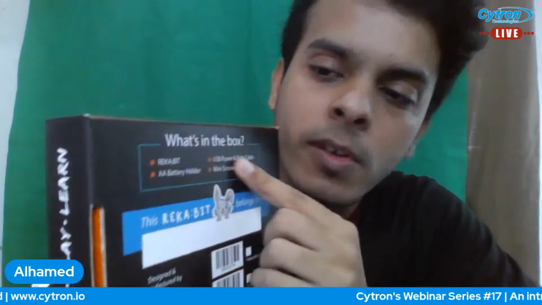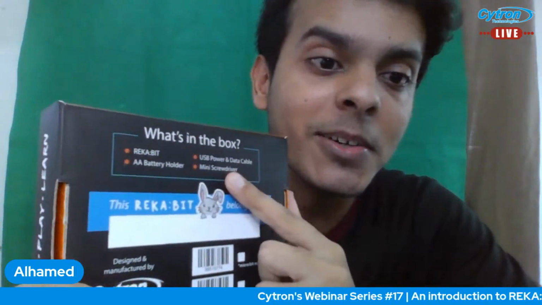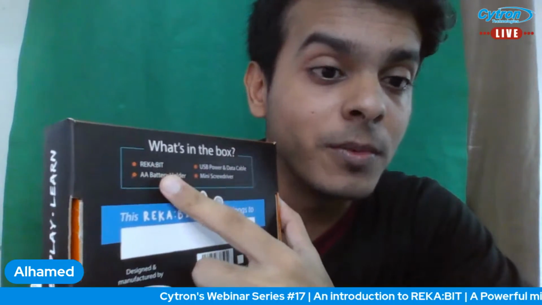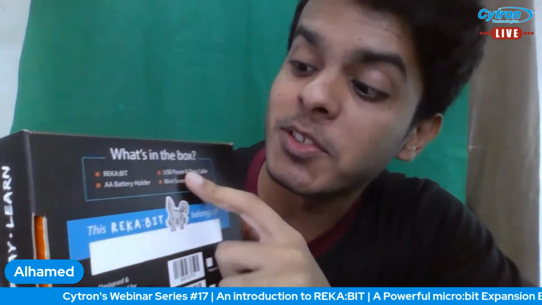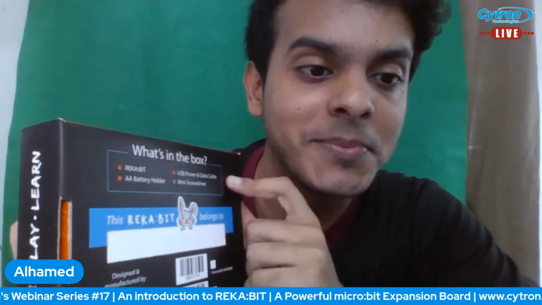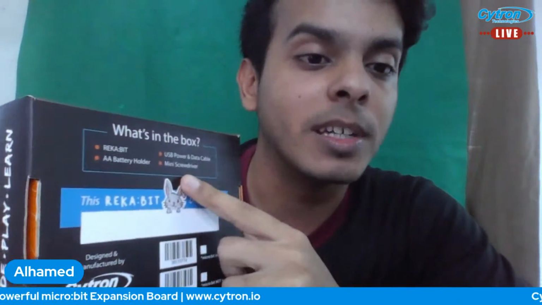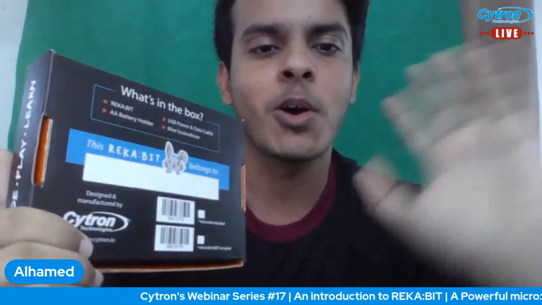Okay, so here it is labeled for us what the box contains. Okay, we have the REKA bit for sure, and we have USB power and data cable, and we have a battery holder which comes with AA size, and we have a small or mini screwdriver. Okay, and here like small blank you can write your name. This REKA bit belongs to Alhamed, or your name one day. Okay, so now let's open together the box.